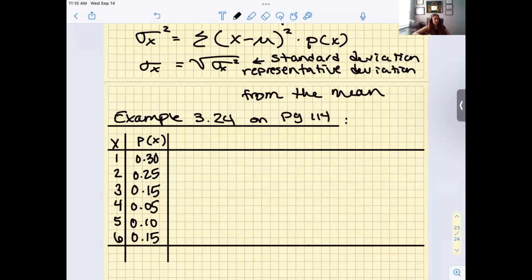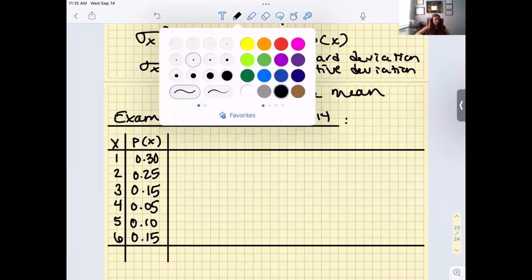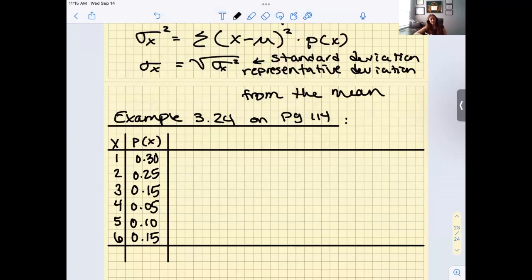Always good to check that they add up to 1, so double check that. Do they add up to 1? Yes. To 1, good.